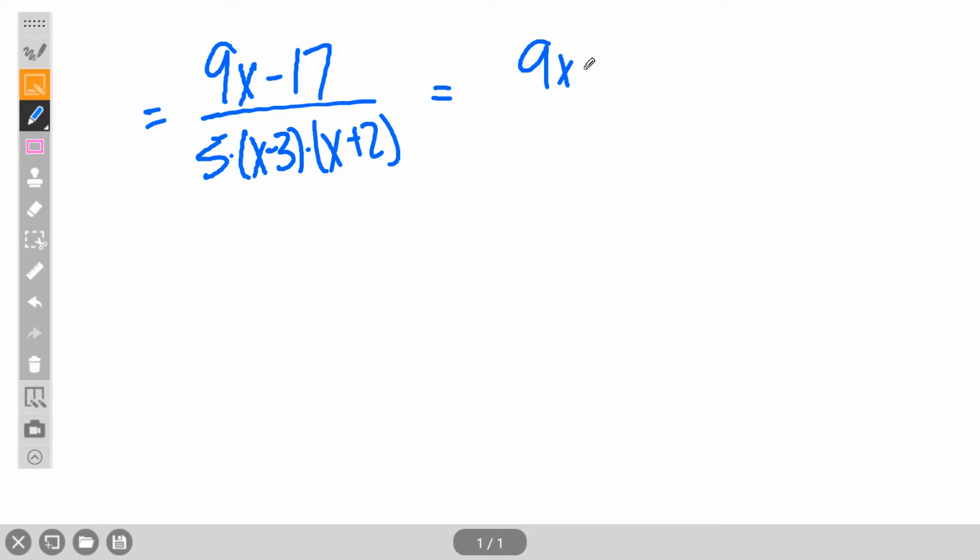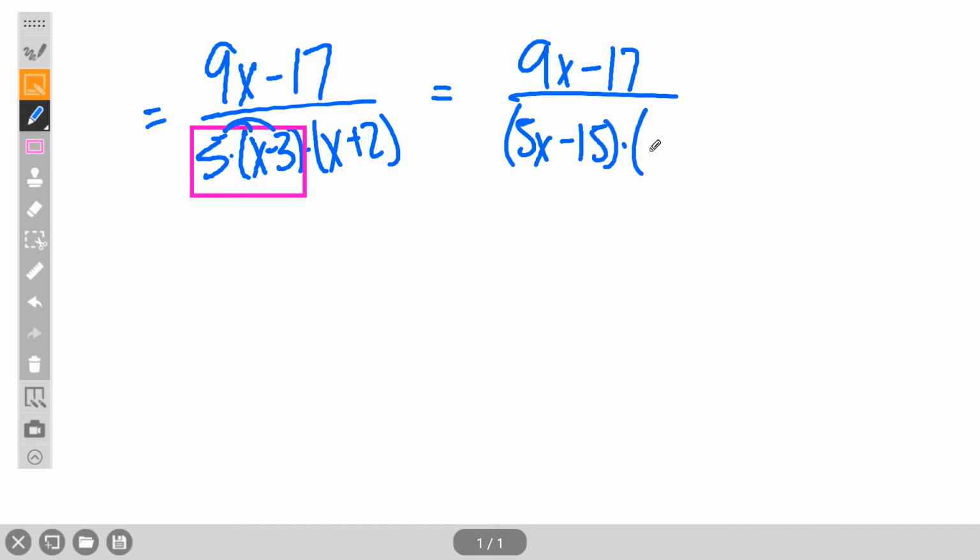The numerator is already in standard form. The denominator needs to be multiplied to go into standard form. We only multiply 2 things at a time. Don't try to multiply everything together. So 5 times x minus 3 is 5x minus 15, and that's still being multiplied by x plus 2. And then we can multiply these two together now.